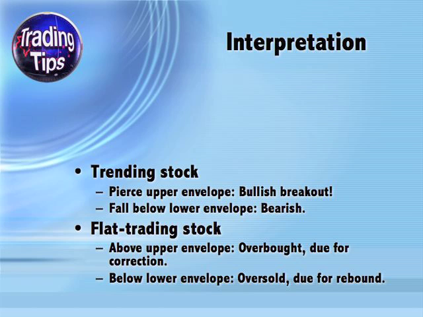In flat markets or with flat stocks, temporary piercings of moving average envelopes can indicate a stock is overbought or oversold. A flat trading stock that exceeds its upper envelope would probably be due for a correction, and a flat trading stock that fell below its bottom envelope would likely be due for a rebound.